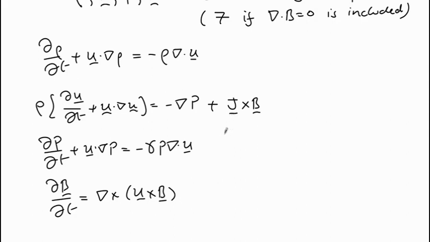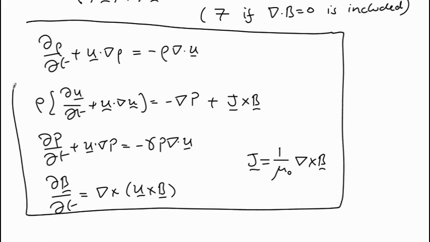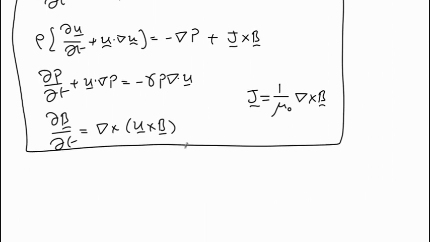The only extra thing we need is that the current density J is just 1 over mu naught curl of B. So if we know B from this equation, we can calculate J. Okay, so this is the set of ideal MHD equations. And then the main assumptions we've made.